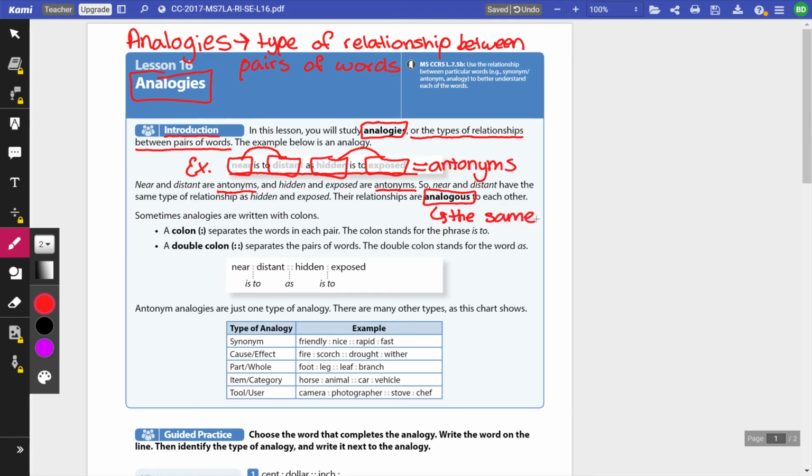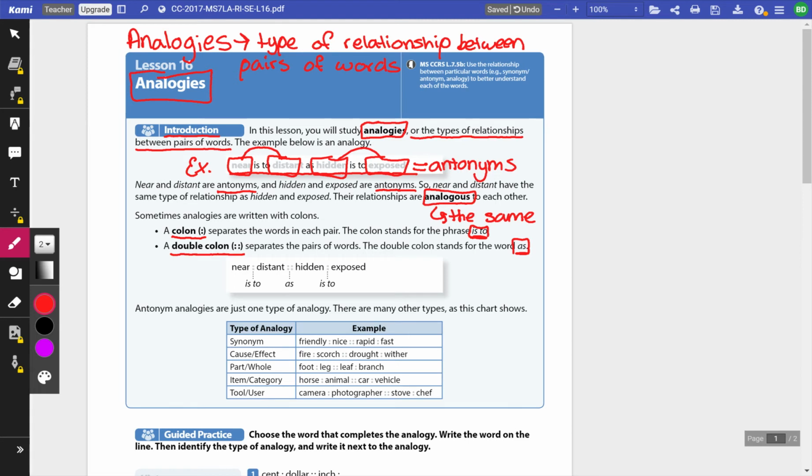Okay, sometimes analogies are written with colons. So a colon separates the words in each pair, and the colon stands for the phrase is to. And then if you have a double colon separating the pairs of words, the double colon is going to stand for the word as. So if you have a single colon, it stands for is to. And if you have a double colon, it stands for as.